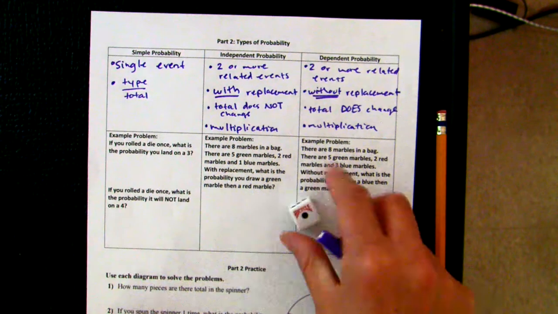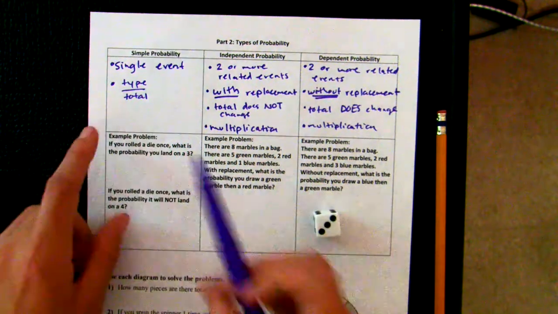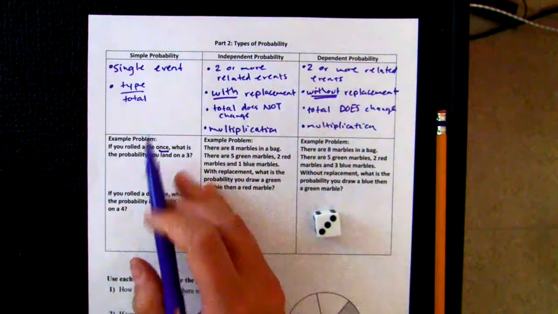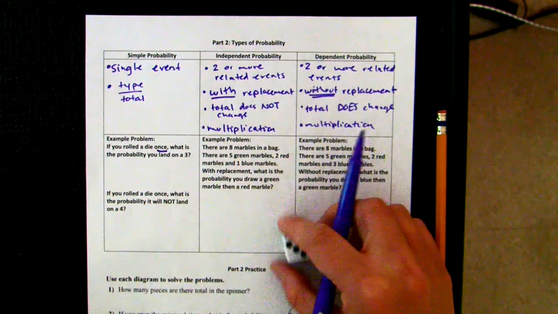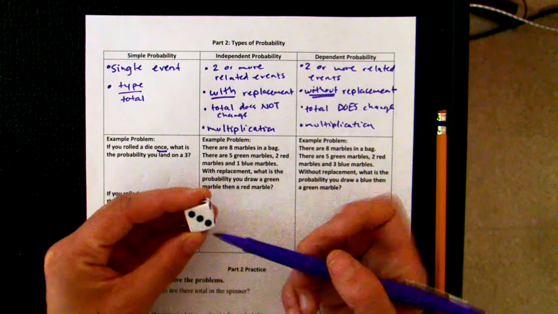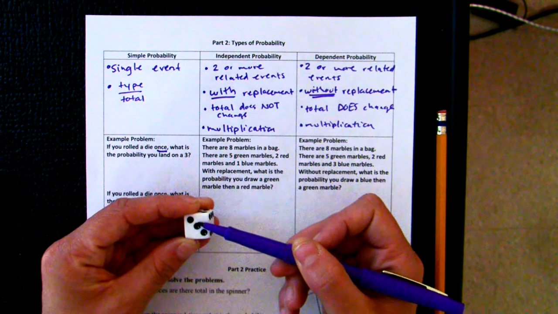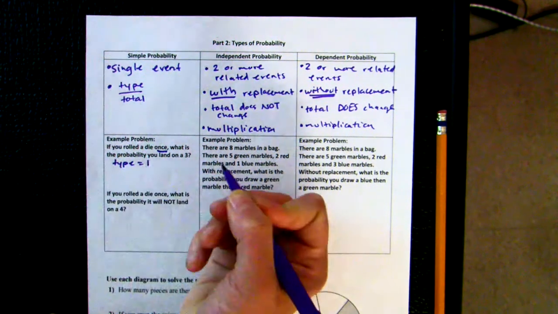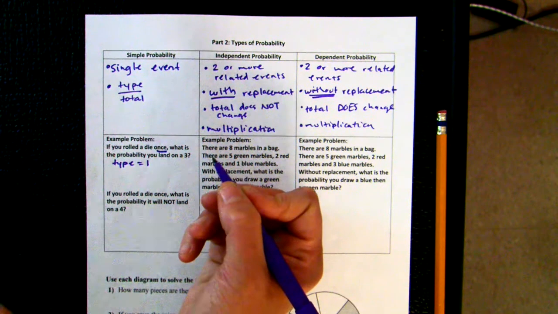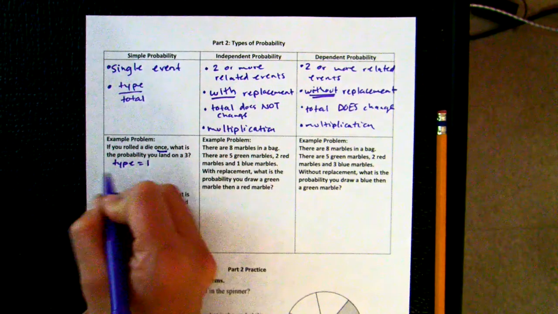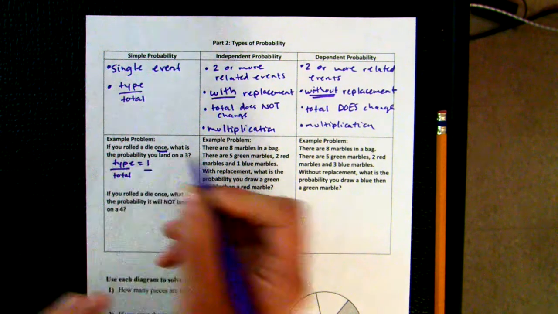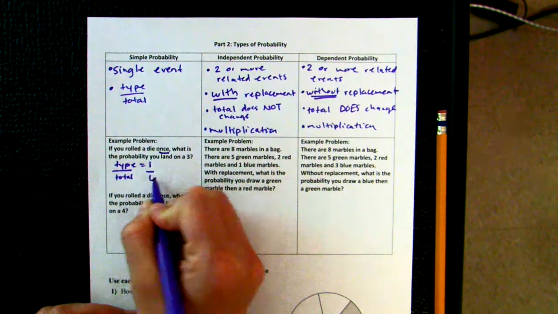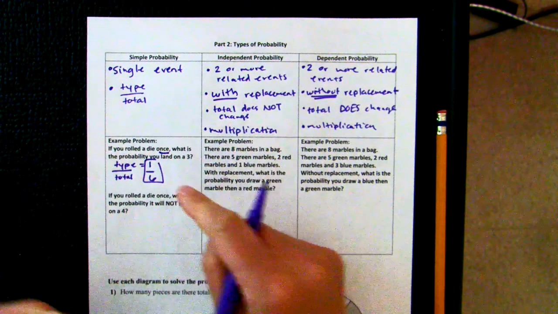If I have a 6-sided die here, I know that this is a single event because I'm rolling it one time. So I'm looking for type out of total. I only have one side on it that has a 3, so I know my type is 1, because there's only one side of my die that has a 3 on it. Out of total, well, the total sides of my die is 6. So I have a 1 in 6 chance of rolling a 3.